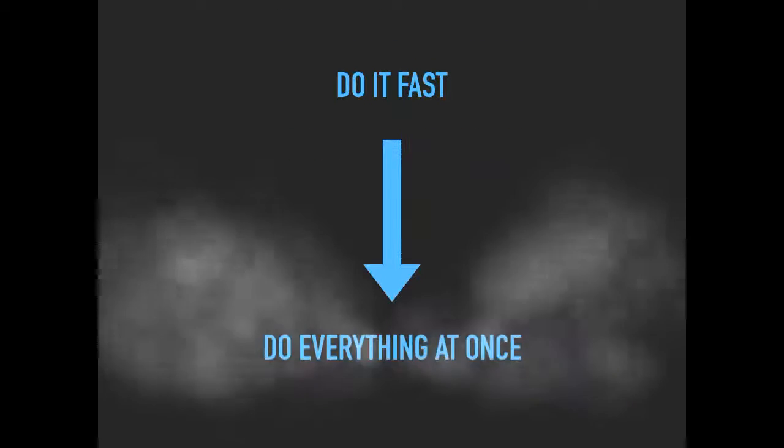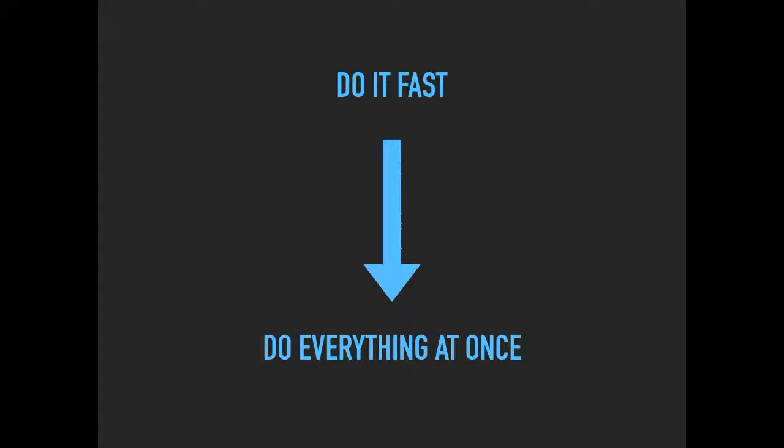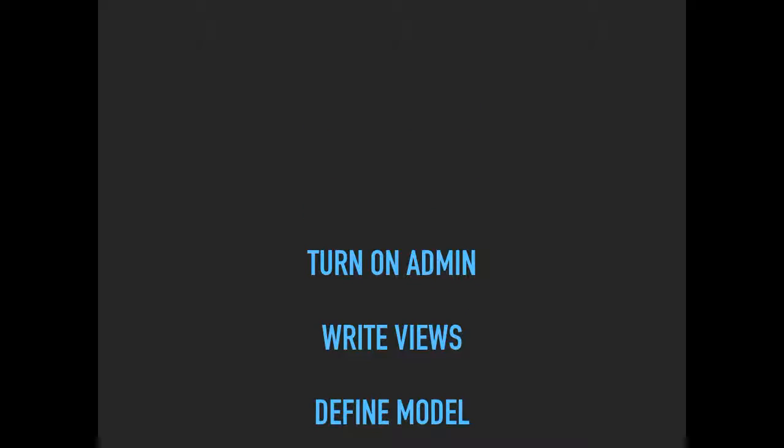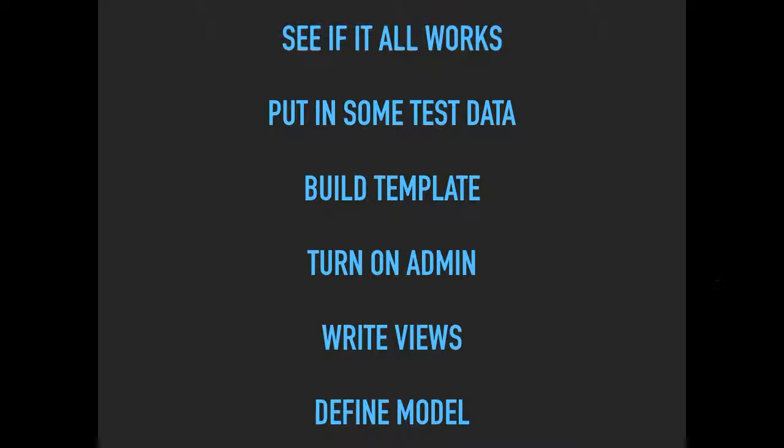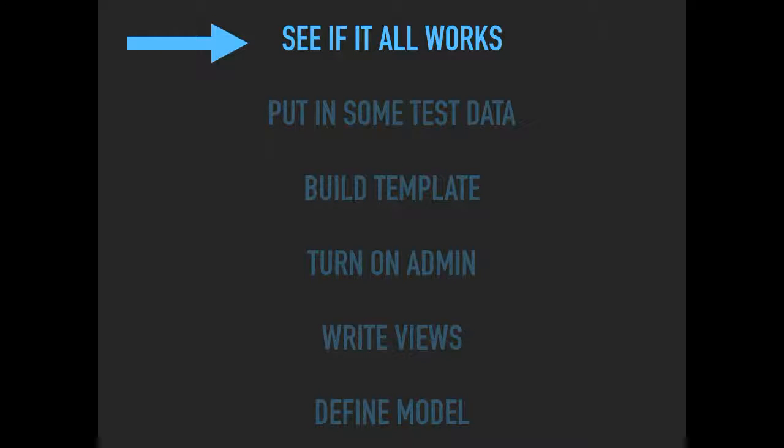As developers, we're often told to do it fast, and that usually means that we end up doing everything at once. What do I mean by this? Well, let's say we're starting a new Django project, and our process might be something like define our models, write our views, turn on admin, build some templates, put in the test data, and then see if it all works. And it's only when we get up to this stage here that we actually start testing.